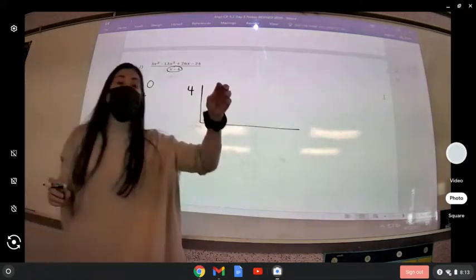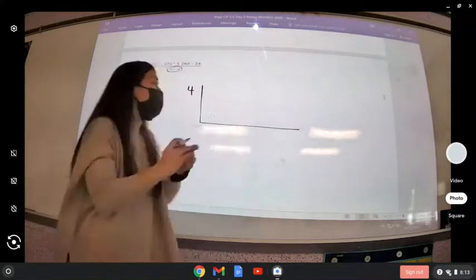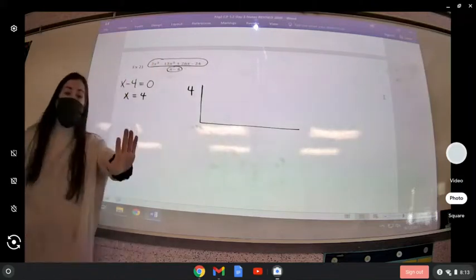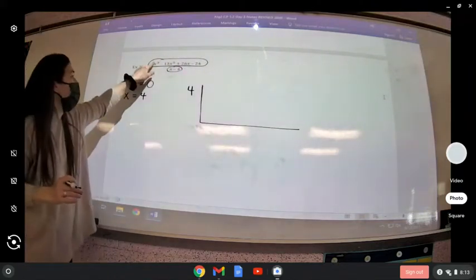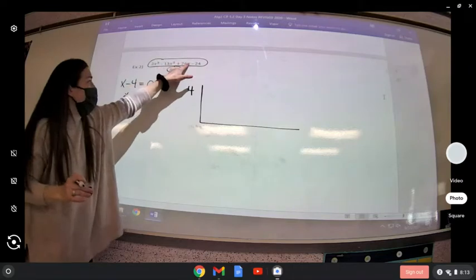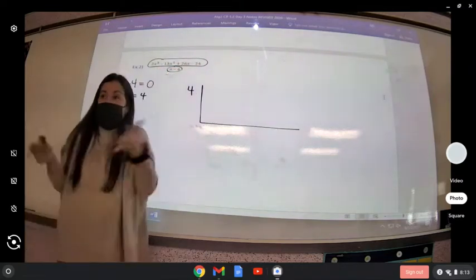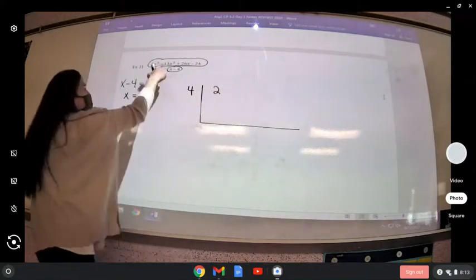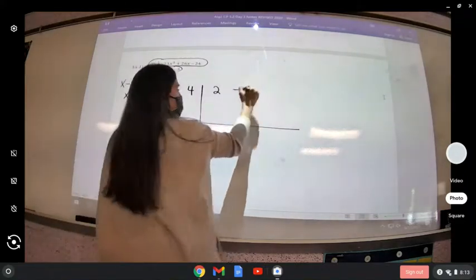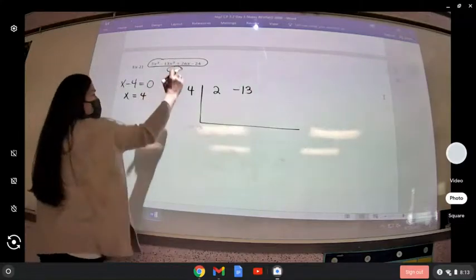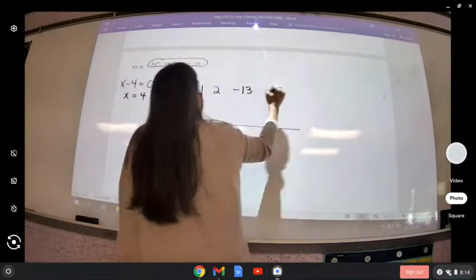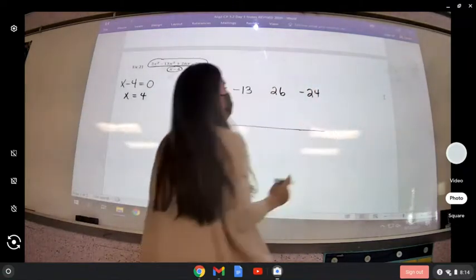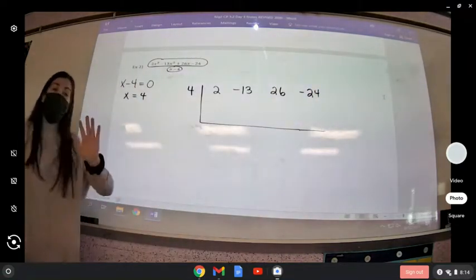Now all we need are the coefficients to the polynomial that we're dividing into. But let's check for missing terms. X to the third, x squared, just x, just number. It's not missing any, so we don't have to fill in any zeros. So I need a 2. I need that negative 13, don't lose their signs. I need that positive 26, and I need that negative 24. Okay, so we have our setup.